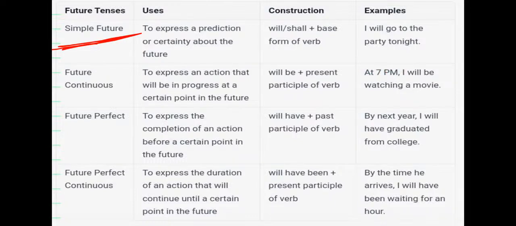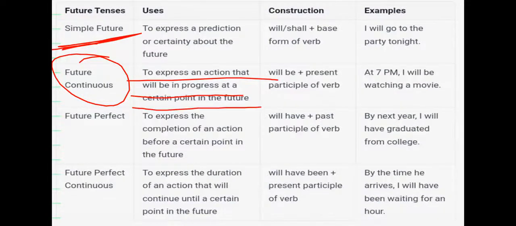Okay, let's move on and talk about the future continuous tense, that is to express an action that will be in progress at a certain point in the future. Now, we'll be using will be plus the full form of the verb. At 7 p.m. I will be watching a movie. This is the example. At 7 p.m. I will be watching a movie.